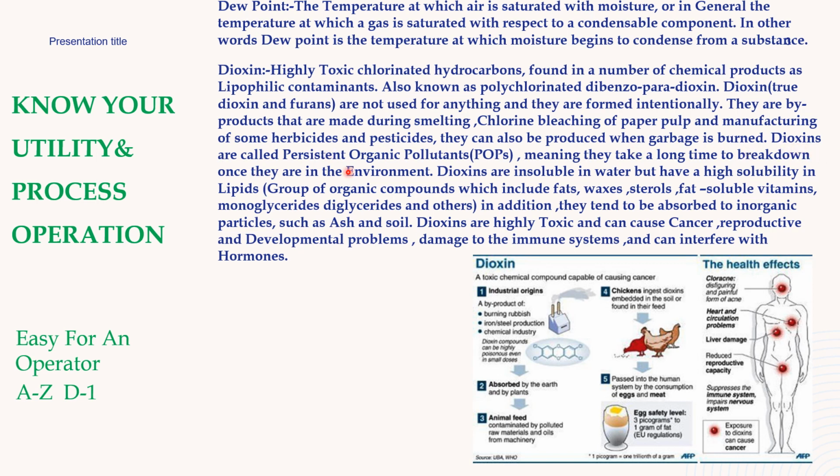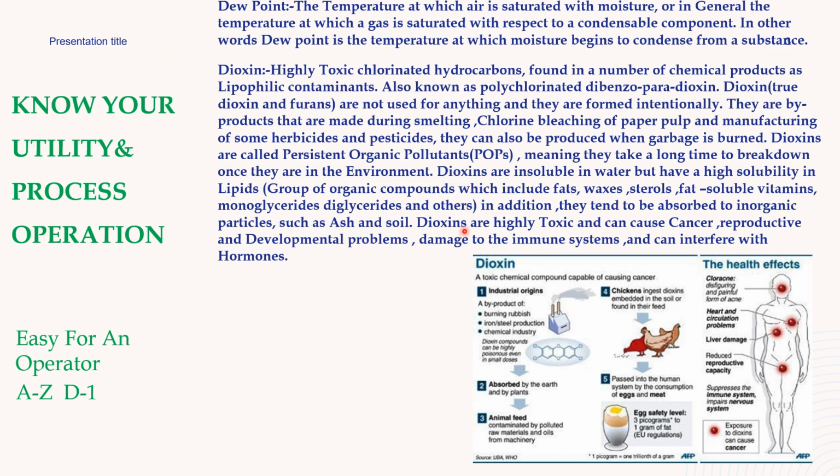Dioxins are called persistent organic pollutants, POPs. That is, they take a long time to break down once they are in the environment. So very dangerous. Dioxins are insoluble in water but have a high solubility in lipids. That is, a group of organic compounds which include fats, waxes, sterols, fat-soluble vitamins, monoglycerides, diglycerides, and others. In addition to that, they tend to be absorbed to inorganic particles such as ash and soil.